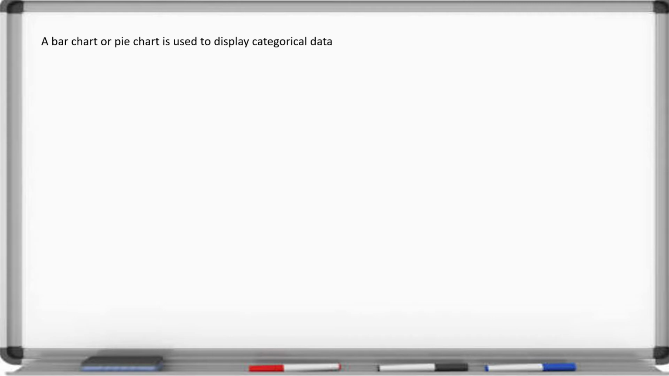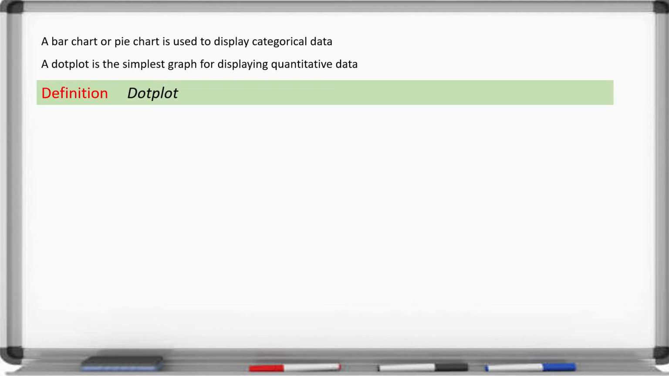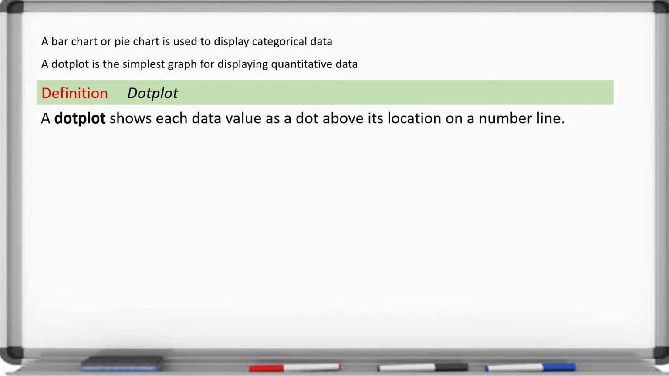All right, so from the last lesson, we talked about bar charts and pie charts, and these are used to display categorical data. If you recall, categorical data is based off of labels and can be numerical as long as they're labels, such as zip codes, or more specific wording labels such as blood type, etc. A dot plot, however, is going to be the simplest graph for displaying quantitative data, which is data that is numerical that makes sense to be averaged. So a dot plot shows each data value as a dot above its location on a number line.